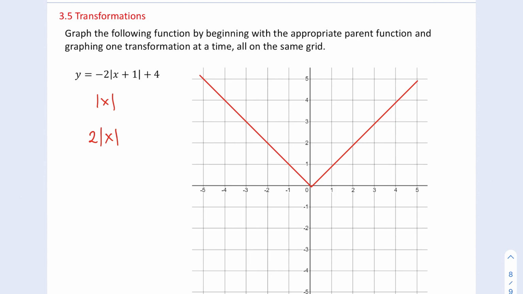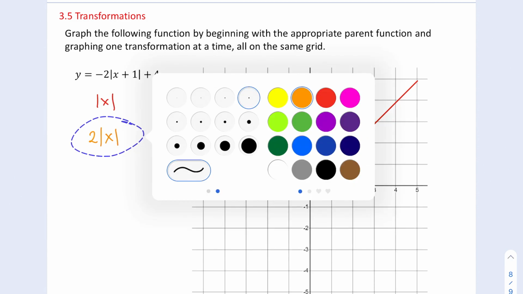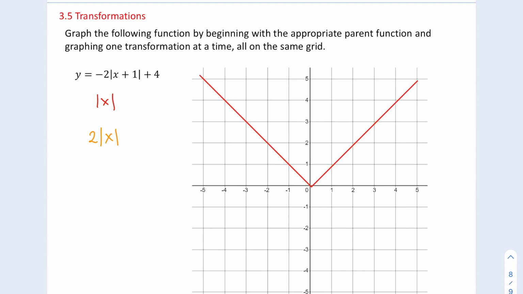So let's color code this. Let's go to orange next. What happens when you double a function? That corresponds to a vertical stretch by a factor of 2. So whatever y coordinate you used to have, double it.